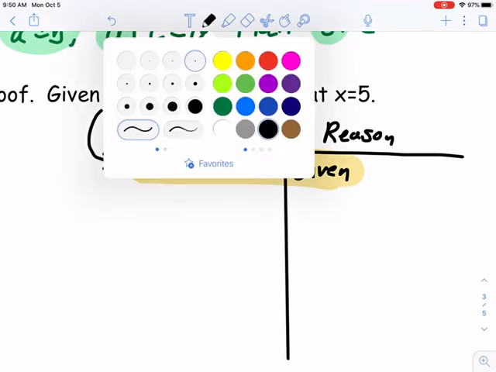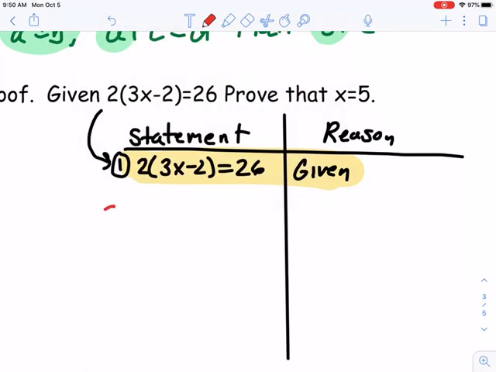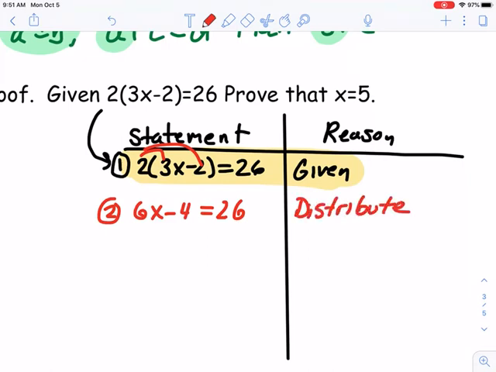From here, it's just about to start some calculations. I'm distributing the 2 inside the parentheses. So I'm going to get 6x minus, excuse me, I almost had a brain fart, 6x minus 4 equals 26. All I did was distribute. You might write distributive property of equality, whatever you want. I like to keep it simple and just write distribute.